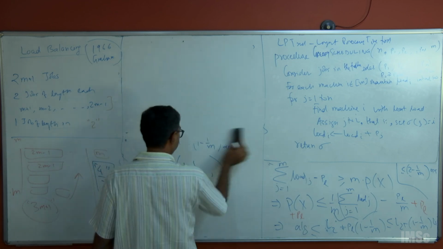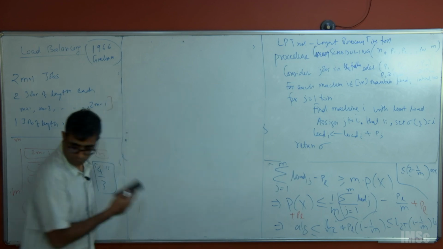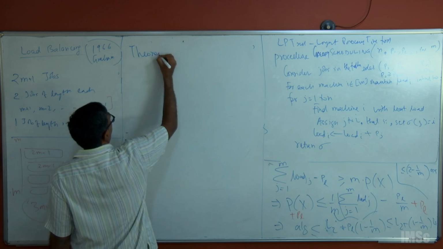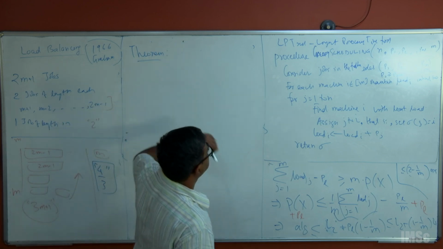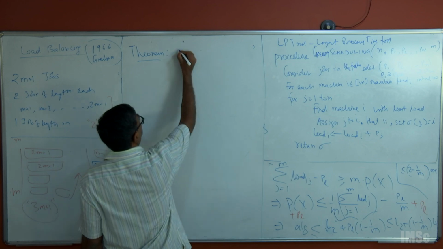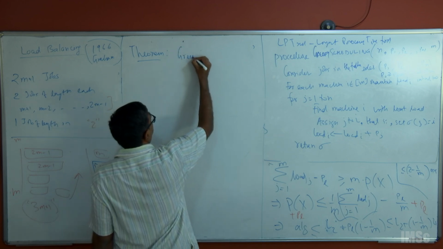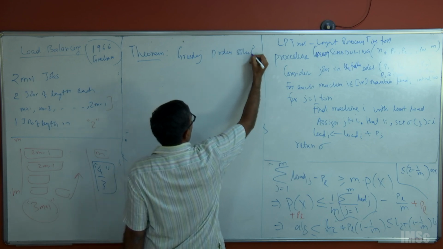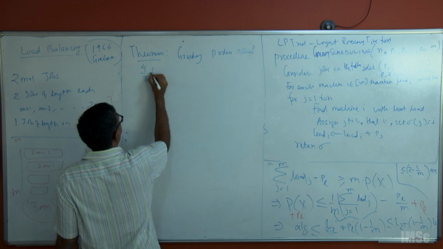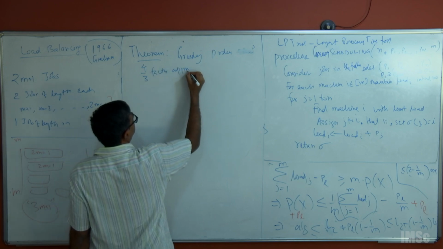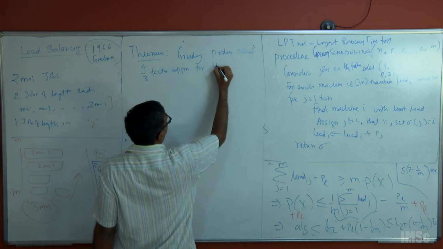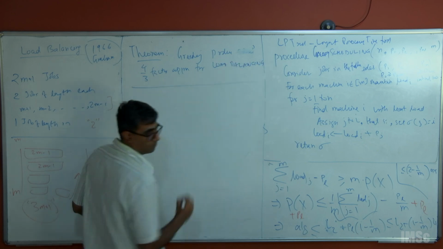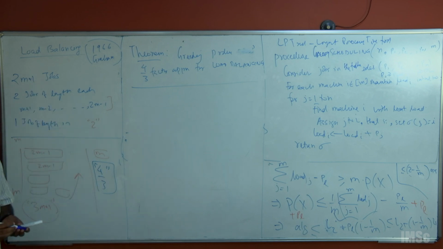So, what is the lemma I want to prove, and this will also tell us a little bit more about how we did this. So, here is a theorem that I want to prove. The theorem I want to prove: greedy produces a 4 by 3 factor approximation for load balancing. This is what I want to see. This is what I want to prove. Okay. Let us try.